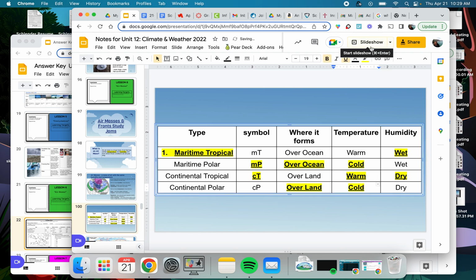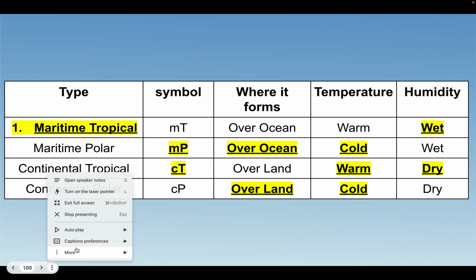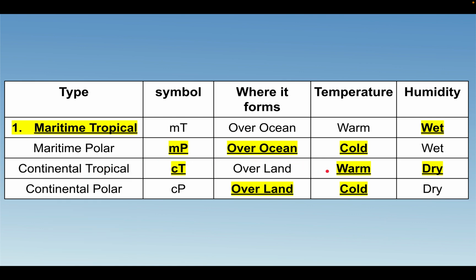All right. The temperature for continental polar is cold, not warm. What was I thinking there? All right, so continental polar is cold. And the humidity for this one is dry. Because the air mass is forming over land, we don't really get a lot of water, so that humidity is dry.